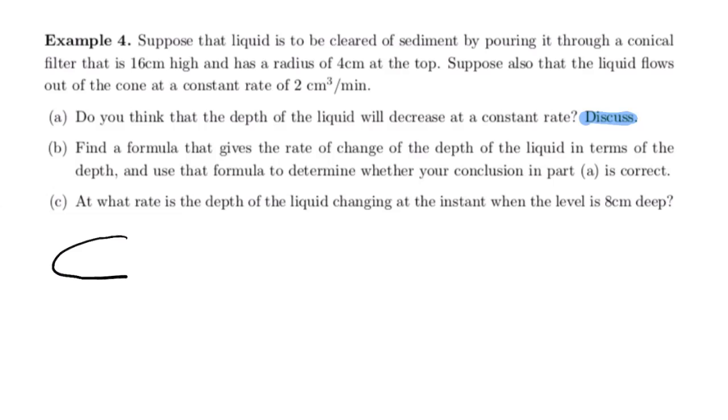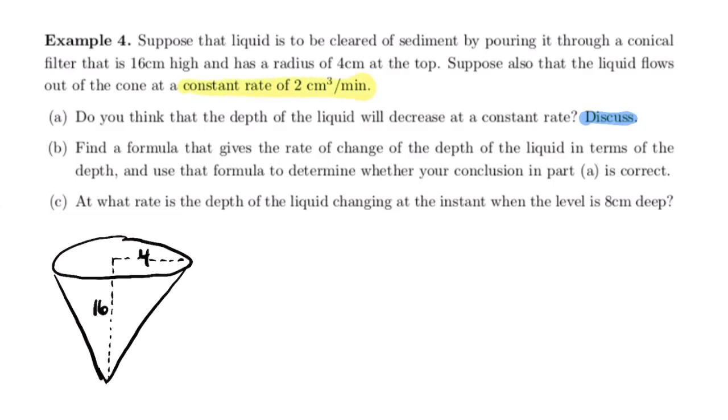So I've got this cone, and I'm going to orient it like this in our picture because I'm thinking of it as a filter. Maybe it's a coffee filter. And that cone is 16 centimeters tall. I'm just going to write 16 so the picture doesn't get too busy. It's got a base radius of 4 centimeters. Okay. And then we're going to pour some liquid through it. And this liquid flows out of the cone at a constant rate of 2 cubic centimeters per second. So I'm always searching for information like that.